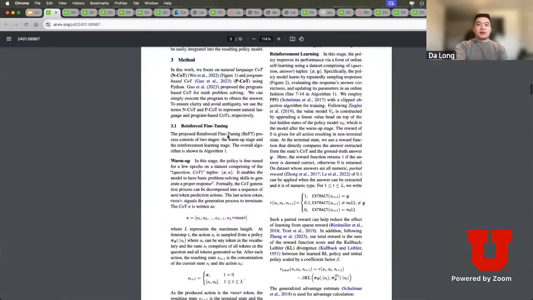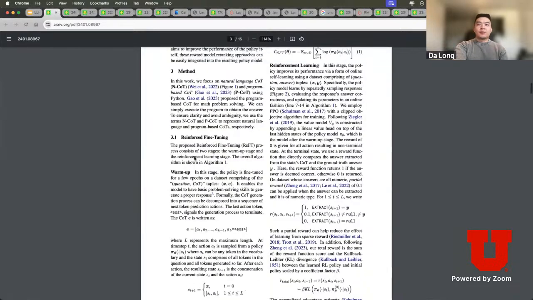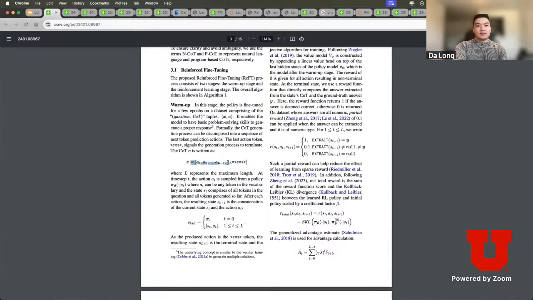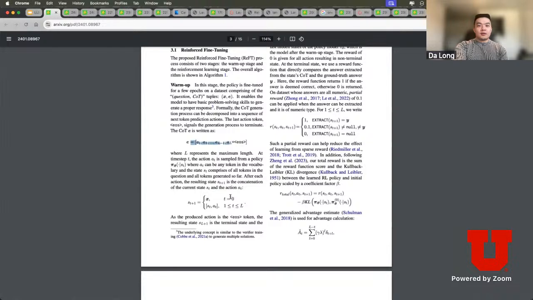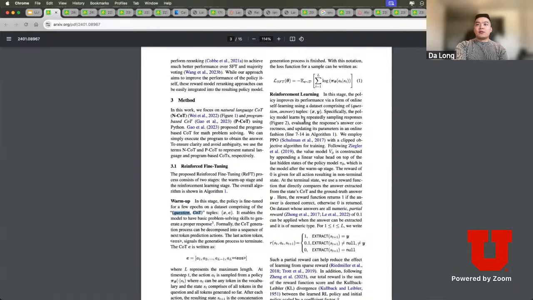Yeah. So let's check this paper. They have two stages. The first is SFT, and the second is reinforcement learning. In the SFT stage, they collect a data set that includes the question and chain of thoughts, and then they just fine tune on this data set, right? This stage is just SFT, just fine tuning on the question and chain of thoughts, and then the reinforcement learning.